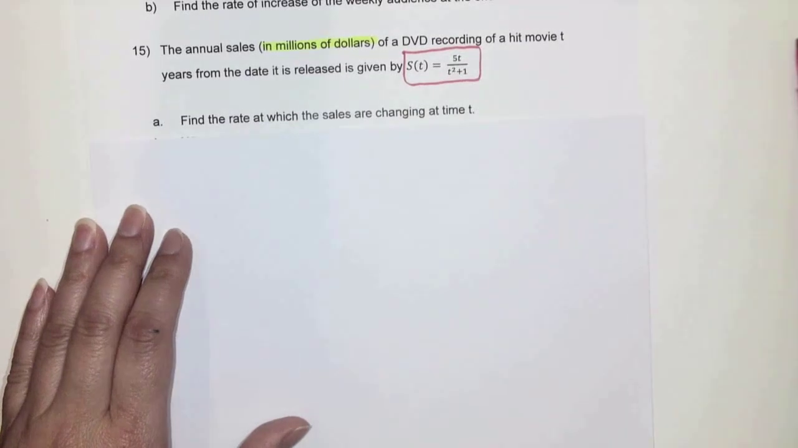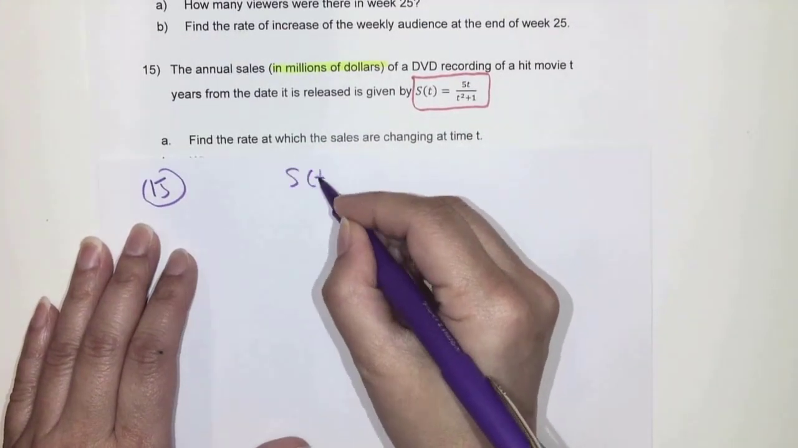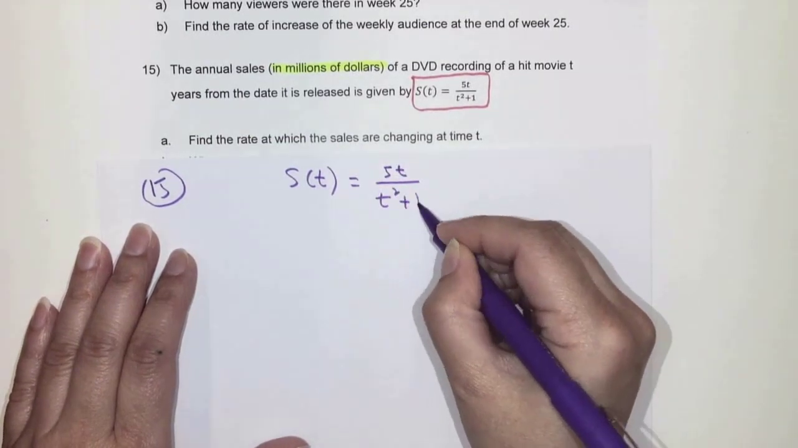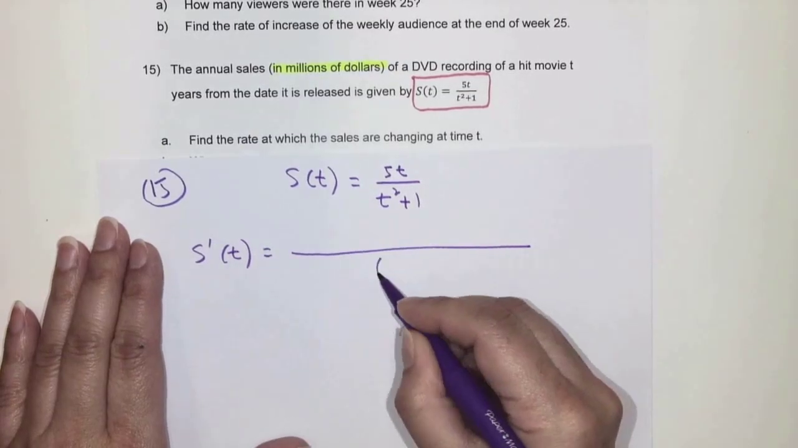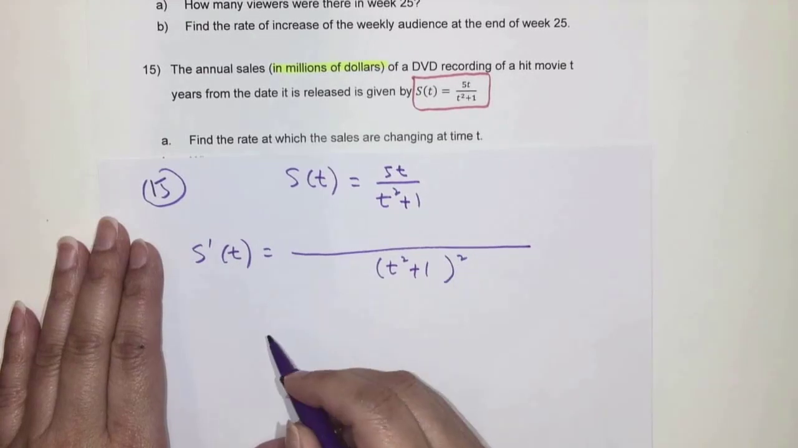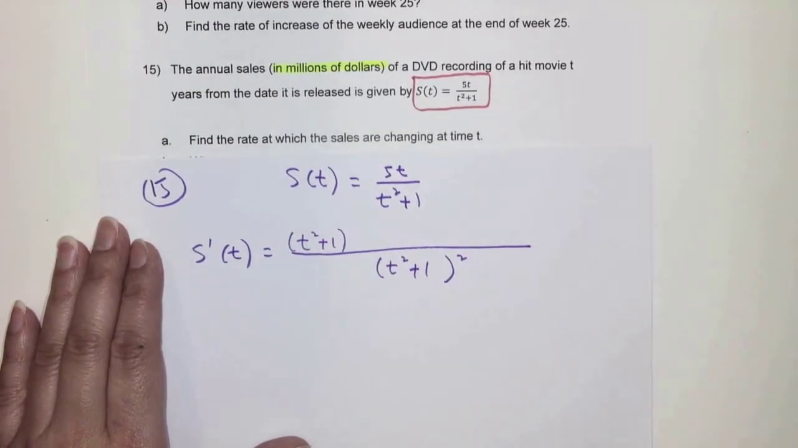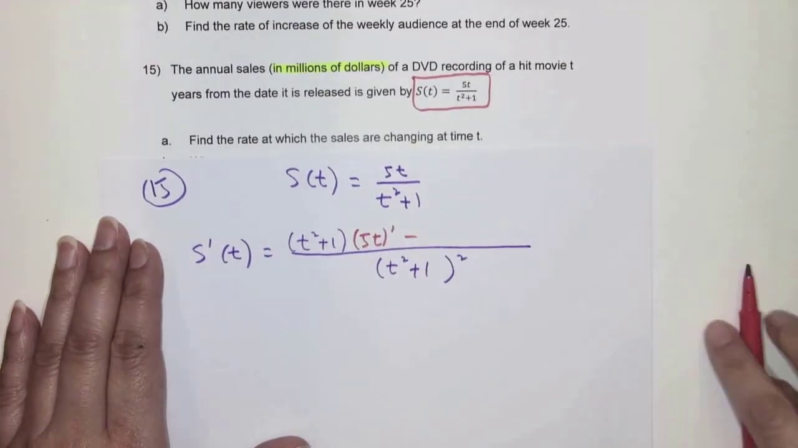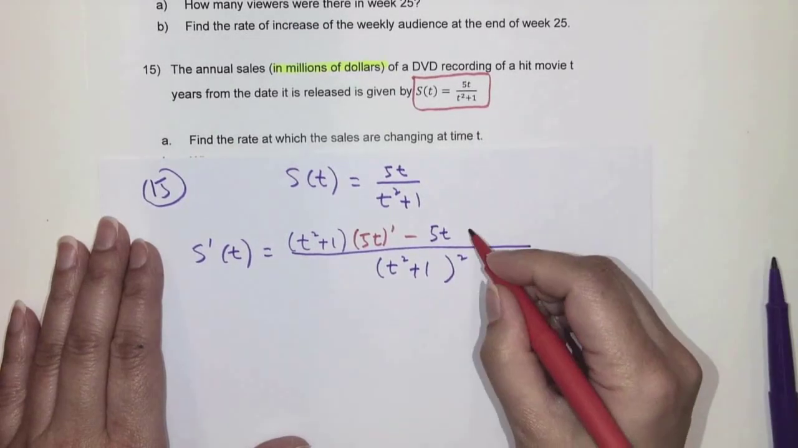So number 15, we have the S function. S of t equal to 5t over t squared plus 1, and we do S prime of t. This is the quotient rule, right? So the bottom part, we need to do what? Square. Start with which part? The bottom part. And take the derivative of the top. Add or subtract? Subtract, and then you use the top part first, and take the derivative of the bottom part.